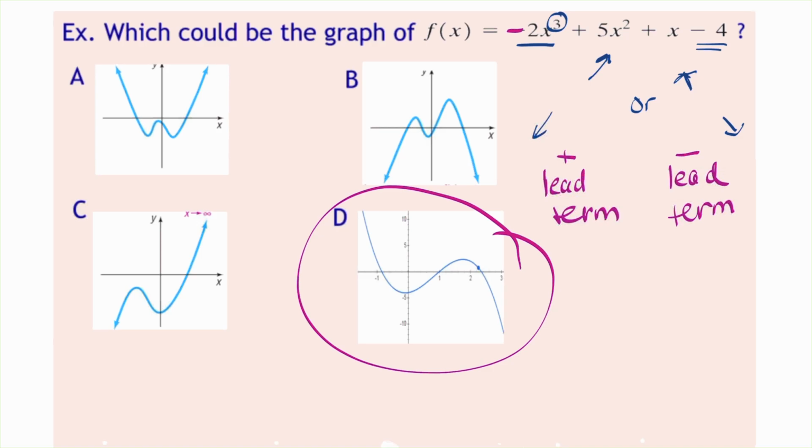And then we can also look, the y-intercept, as I said, is -4. And here it is going through the y-axis around -4. So that would be the only graph that could match this polynomial.